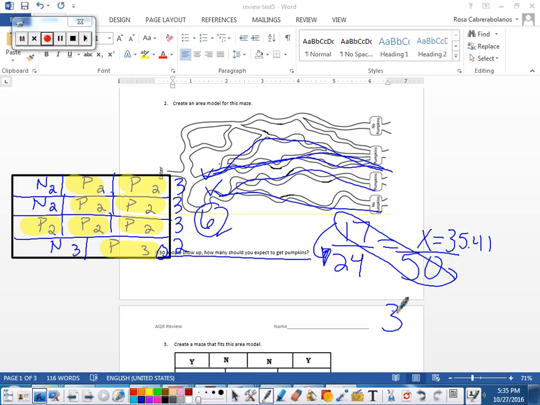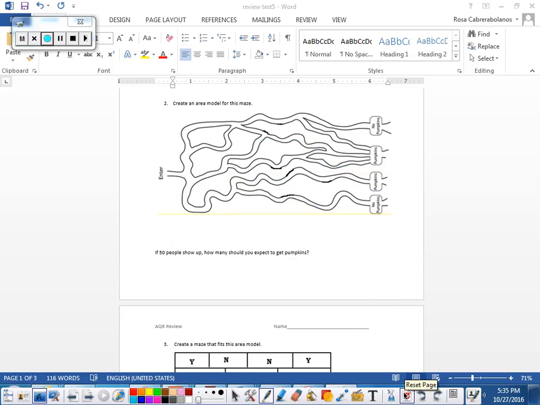I'm going to round it up though to 36 pumpkins, because if this is a real life scenario, I would rather have an extra pumpkin than be missing a pumpkin if that 0.41 person decides to show up. Not 41, but another person. Even though this is a .41 and you would round down, I would round up just because of the real life scenario. Number 3.